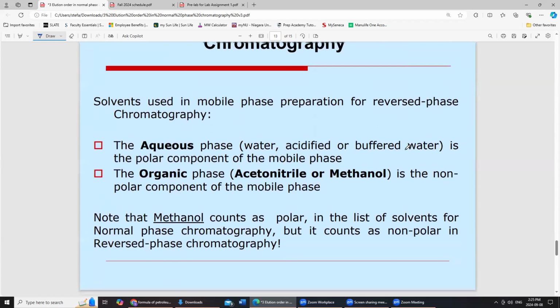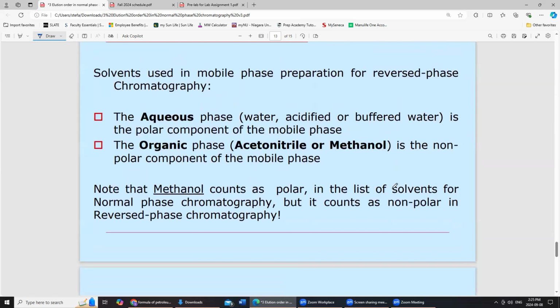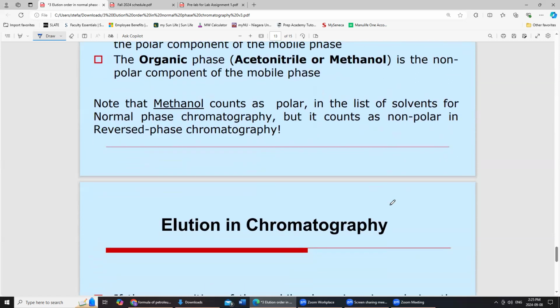So methanol, which is something I didn't know before, is polar for normal phase chromatography, but counts as non-polar in our reverse phase chromatography. Now, methanol, I'm not sure why it counts as non-polar for reverse phase. I'll probably have to explore that further as well.